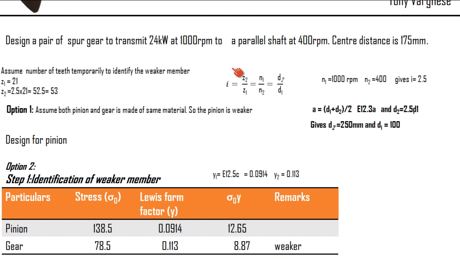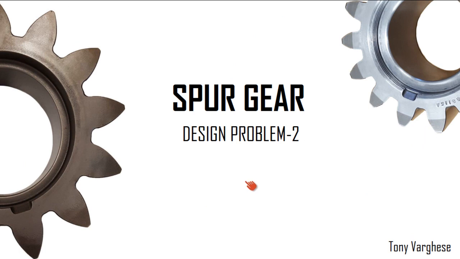This is how we have to interpret the data provided. Then only we can easily complete the design procedure for the spur gear. This is the design problem. So you have to solve the problem by categorizing them into types, type 1 or type 2 problems.